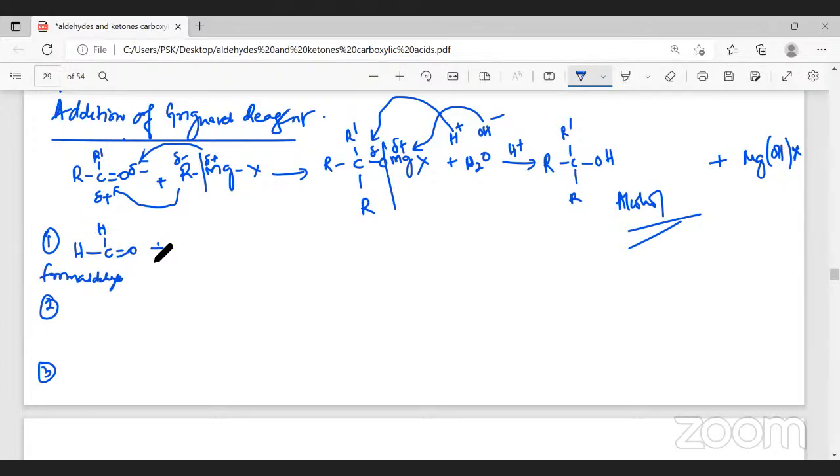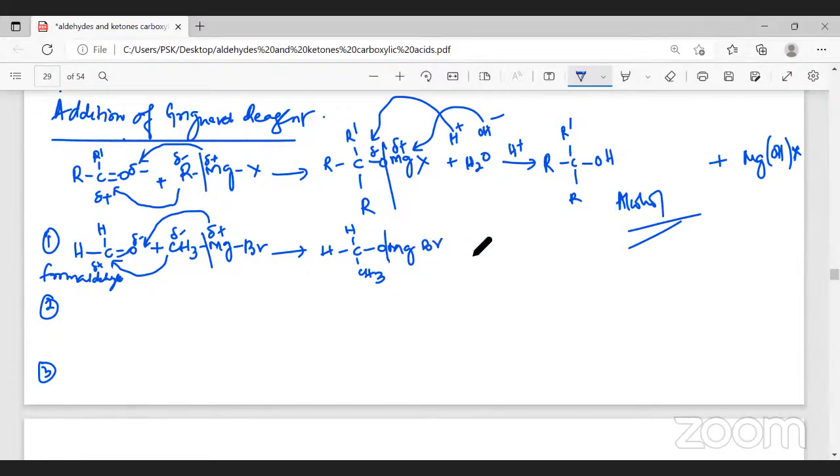Now, when formaldehyde is allowed to react with a Grignard reagent like CH3MgBr, methyl magnesium bromide, what happens? Magnesium is positive, carbon is negative, oxygen is negative, carbon is positive. This carbon attacks this carbon, and magnesium attacks oxygen. So what do we get? We get an intermediate product, H-C-H, with CH3 here and OMgBr.